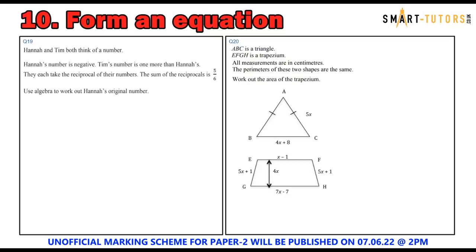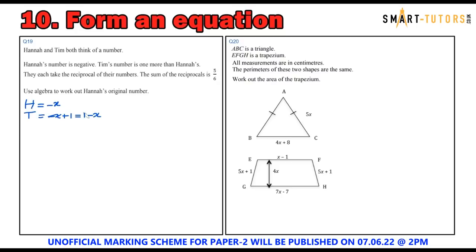So for this kind of reasoning question, you need to form one or two equations and solve as a linear equation or simultaneously. So first of all, Hannah thinks of a number. Her number is a negative number, so I'm going to put minus x as her number. And T stands for Tim. He is thinking of one more than Hannah's number, which is minus x plus 1. So I can write that as 1 minus x.